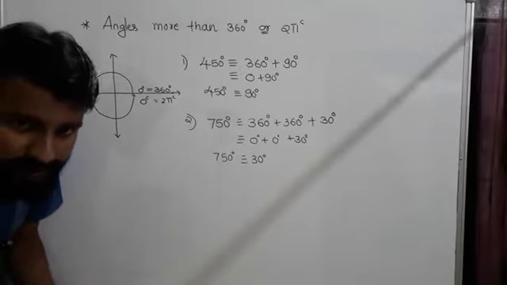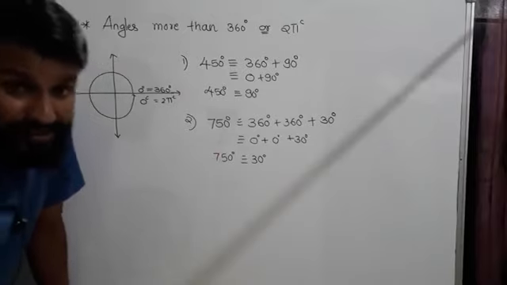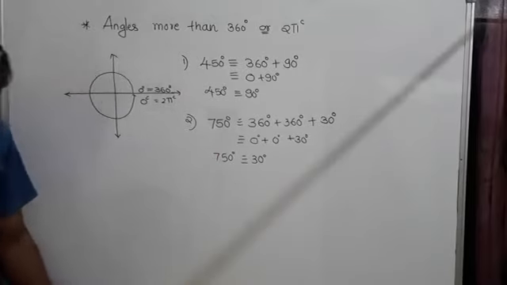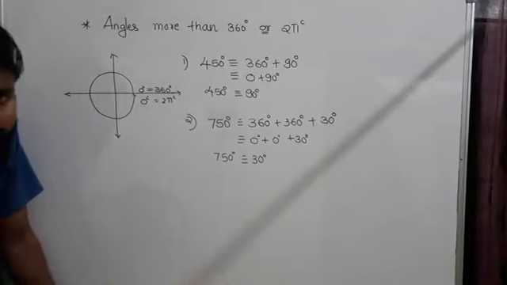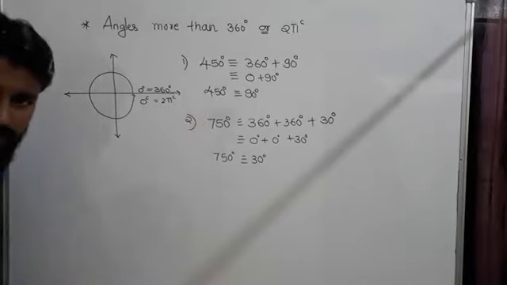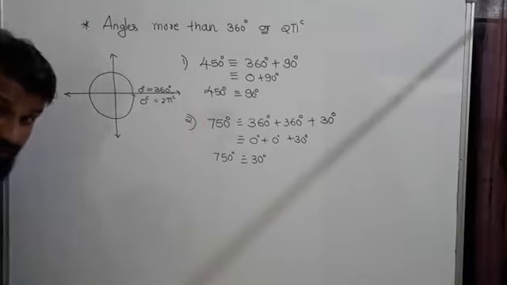I hope you are understanding. So for any angle more than 360 degree, you can convert it to between 0 and 360 degree by using such transformations. I hope you're understanding. Yes or no?